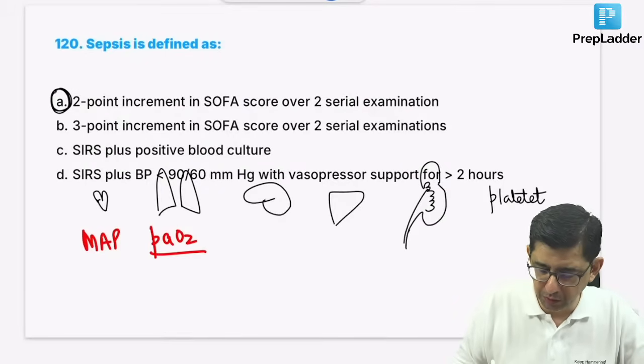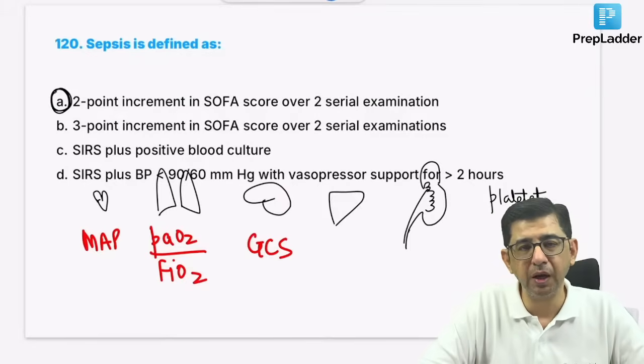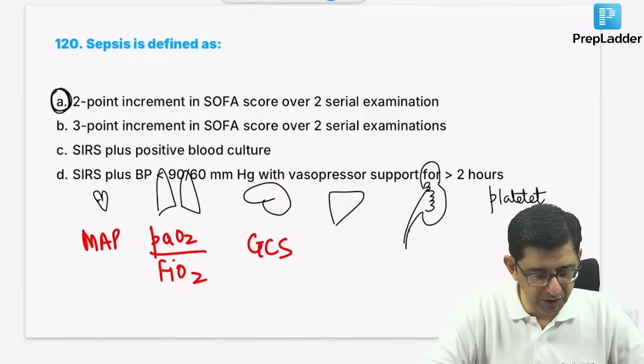PaO2 FiO2 ratio. It happens like this, we are not able to remember everything. You just have to sit and persist. Na? The objective of the session is just to persist. Then for the brain, we will be evaluating the GCS.